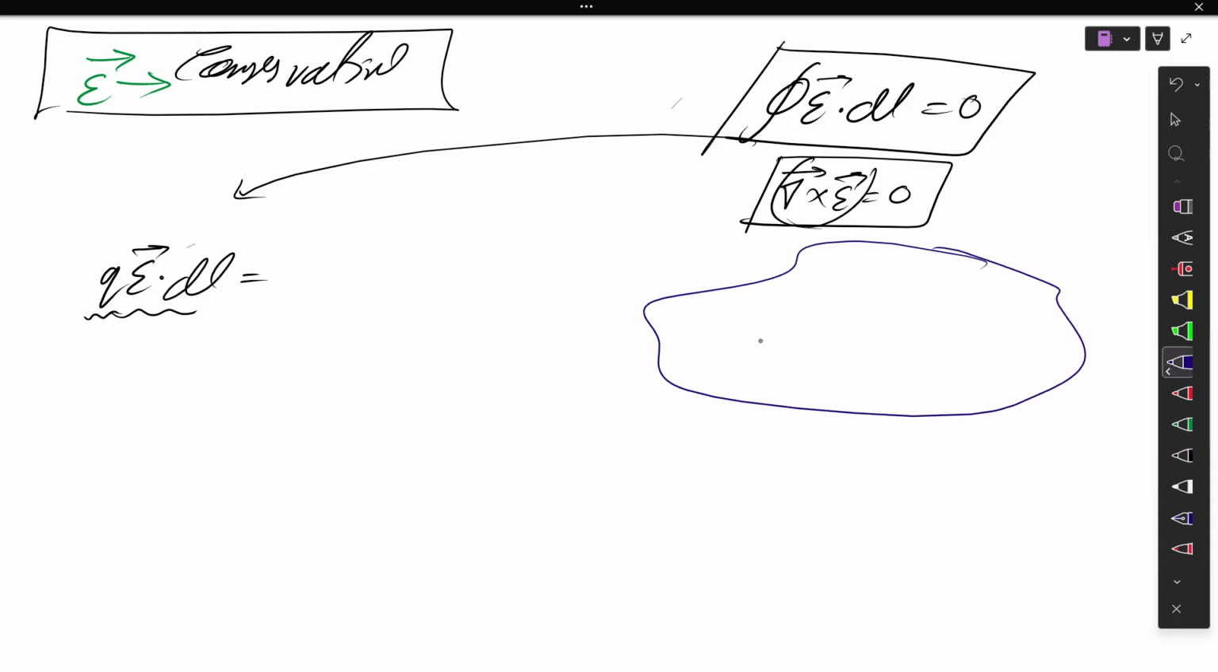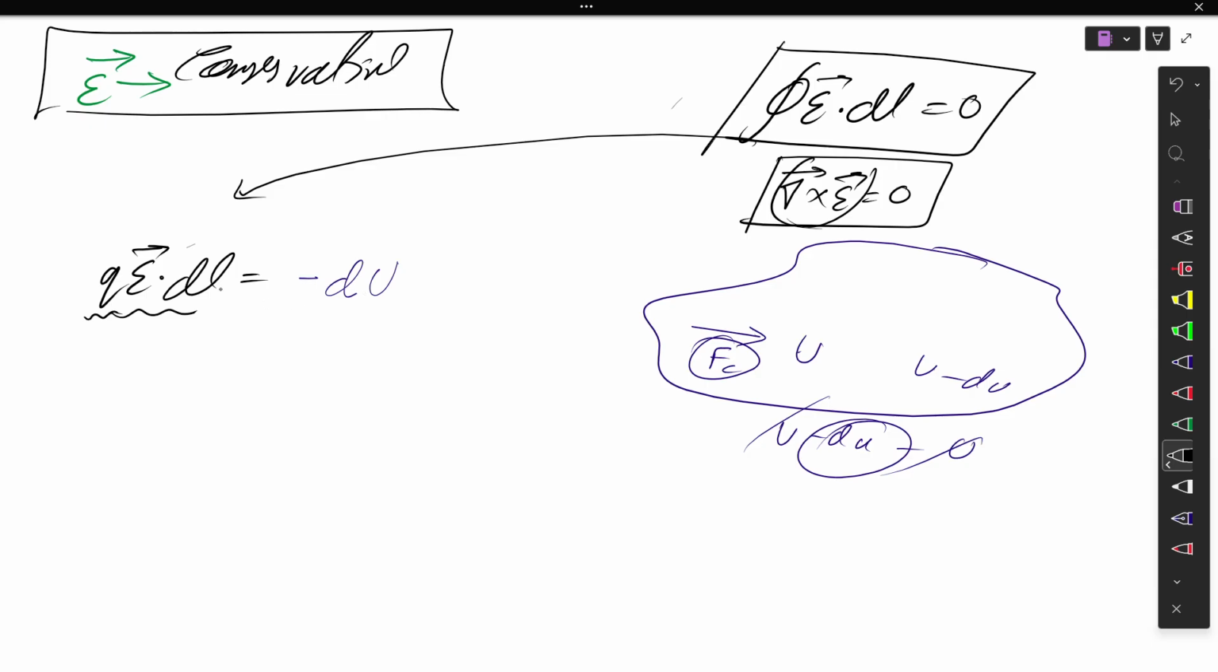If this is a conservative field, and the field force is doing work, we know that it will always cause a decrease in potential energy. If the initial potential energy was, let's say, U, then this will be U minus dU. So the net change in energy is basically minus dU. From this point, I can say that the electric field E dot dl could be written as minus dU by q.